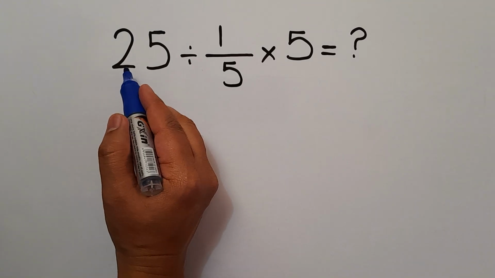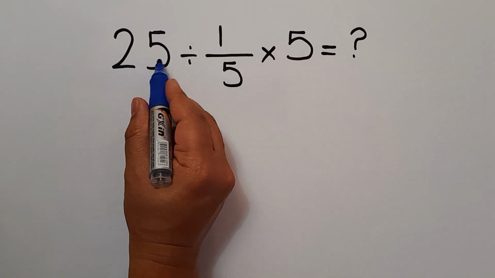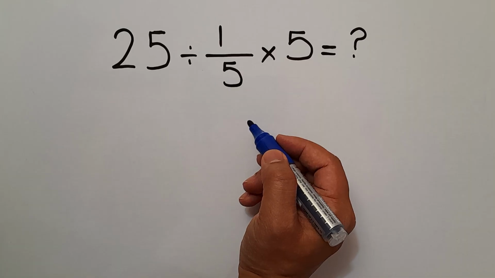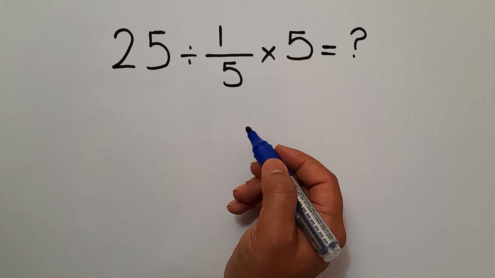In this video we want to find the value of this expression 25 divided by 1 over 5 then times 5. Are you ready to solve? Let's go ahead and get started.